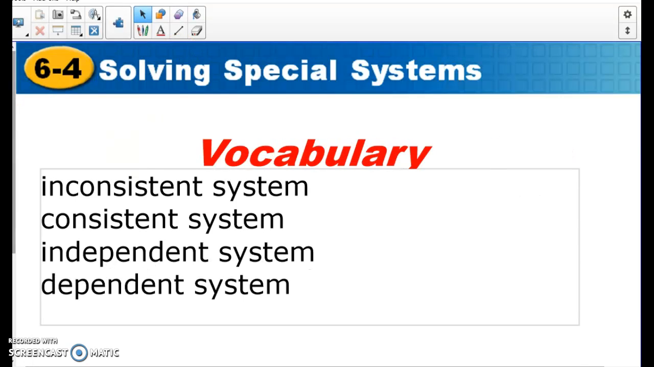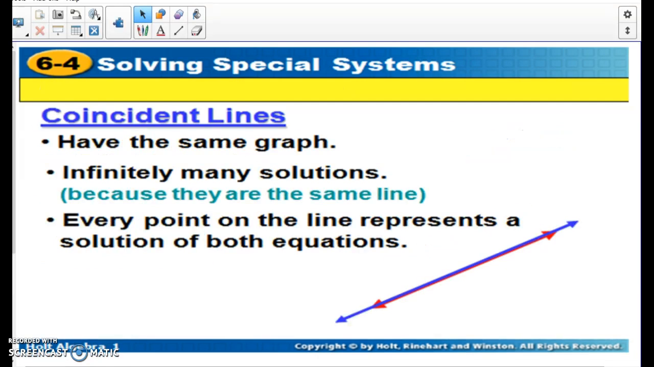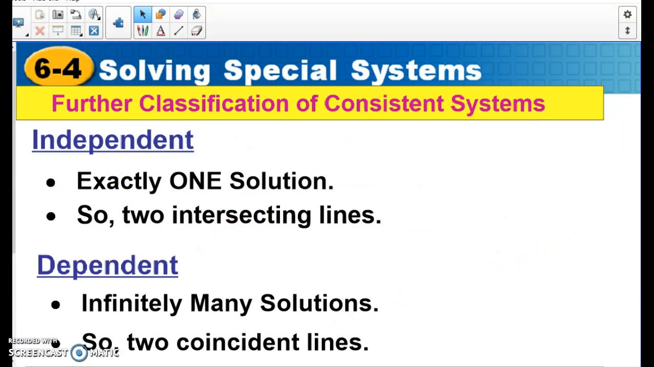Okay, so we need to know what an inconsistent system is, a consistent system, and independent and dependent systems are. So when we look at something like this, consistent systems have at least one solution and they're intersecting lines. So right there, they're crossing, they're intersecting. Inconsistent systems have no solutions because they're parallel lines. And I think we had one problem on homework from before that talked about that, so we should be used to that. And then we have these that are exactly the same. So these are going to be our many solutions because they are the same line.